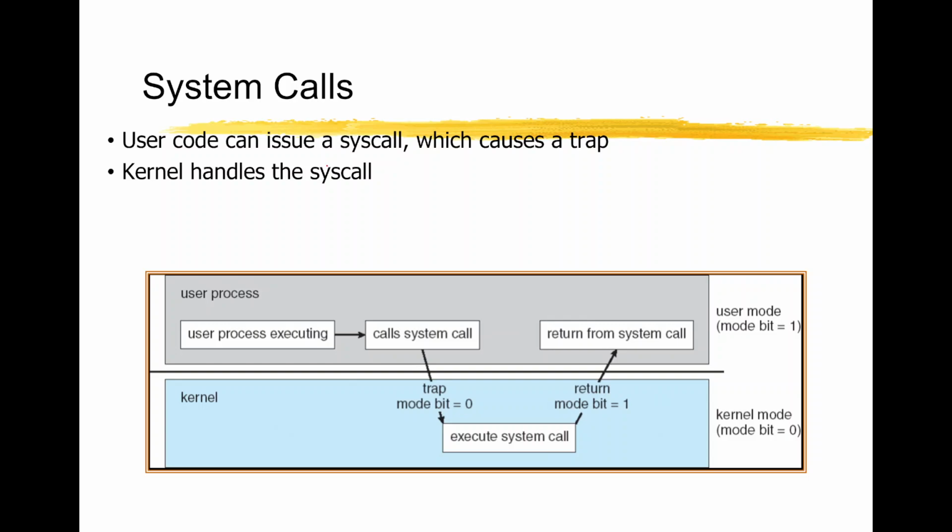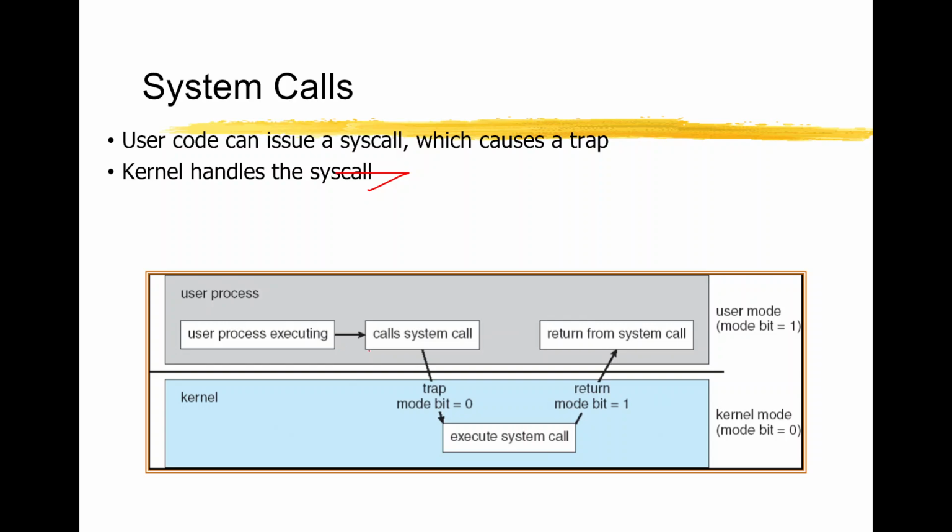The CPU will pause because of that demand by the process and tell the operating system to bring in what that process needs. So the user code can issue a system call which causes a trap, and when there's a trap, the kernel handles the syscall. That is just it. So here we have a situation where we have a user process.